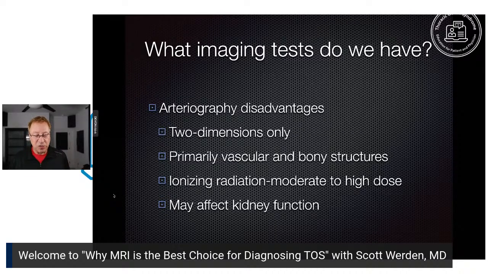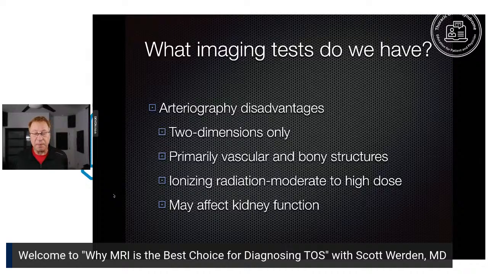And the disadvantages of arteriography, like x-rays, it's only two dimensions. You can't tell which structure is overlapping another, whether it's in front or in back, or how close it is. You can see the vascular structures of the blood vessels, and you can see the bones pretty well. The rest of it, like the soft tissue, is very hard to see. The ionizing radiation is actually a pretty good dose. It's moderate to high doses to get these studies done.